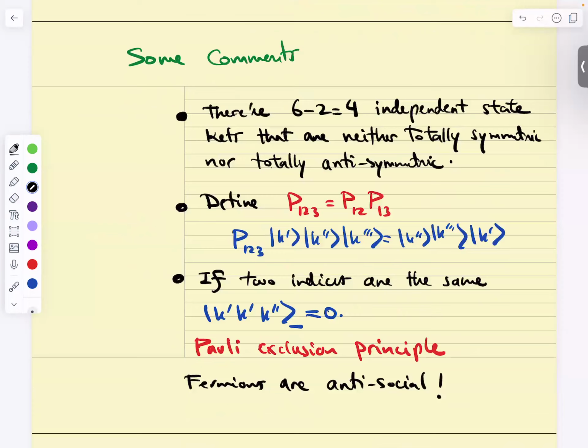There's another 4-dimensional subspace that are neither totally symmetric nor totally anti-symmetric. Right? Example: K prime, K double prime, K triple prime, plus K prime, K triple prime, K double prime is neither totally symmetric nor totally anti-symmetric. Good? Yeah.